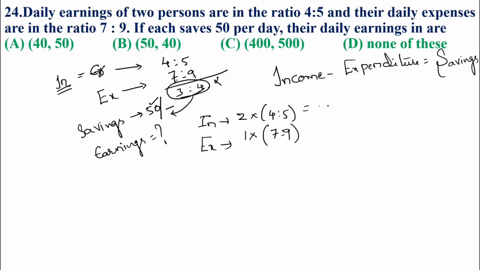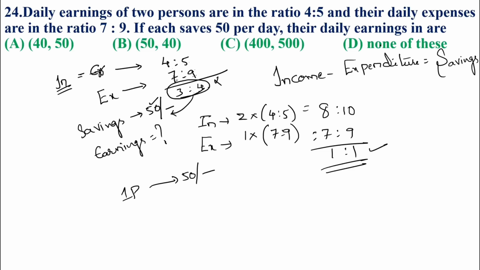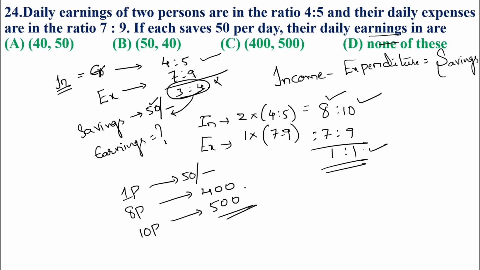This will become 2 into 4, 8, 2 into 5, 10. And this will become 7 is to 9. So 1 is to 1 is equal. So directly we can say one part is equal to 50 rupees. What they have asked? Daily earning. So we should consider this only, 8 is to 10. We should not consider 4 is to 5 because we have equated one part with 50 rupees. So 8 parts is equal to 400, and 10 parts is equal to 500. So the answer is 400, 500, which means option C.